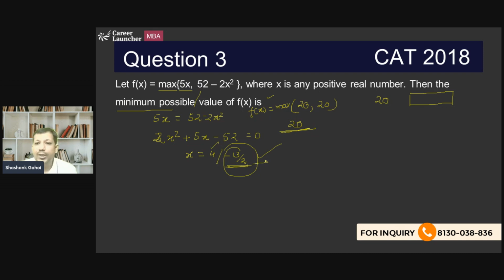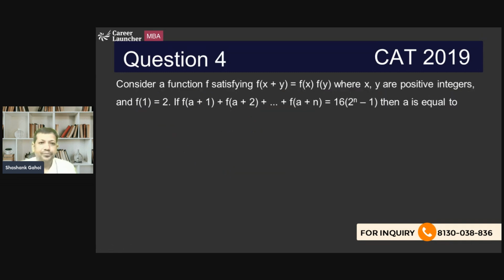I'm not taking non-integral values, because in TITA questions the only possible values are positive integers. So that's why. And second thing, it says where x is any positive real number, so this is anyhow rejected, so there is no point in taking that value. So now let's move on.